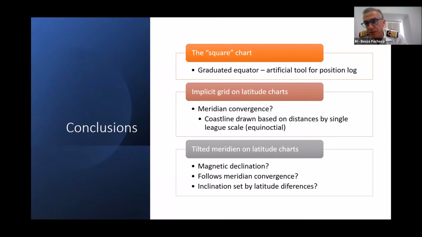Regarding the tilted meridian on the charts, I don't think it's tilted because of the magnetic declination. This is suggested by some authors at some point in time. I don't think it is. Does it follow meridian convergence? I would say most probably it does. Its inclination is set by the latitude differences, the technique that I've shown you that could be used to see how much it should be tilted. Most probably, but I don't have much assurance.